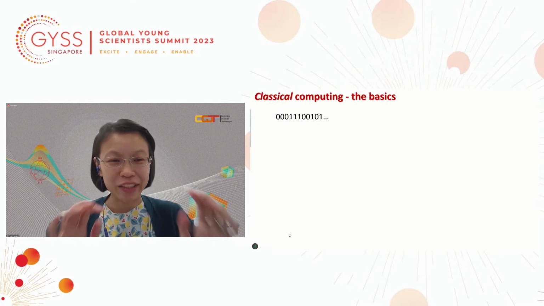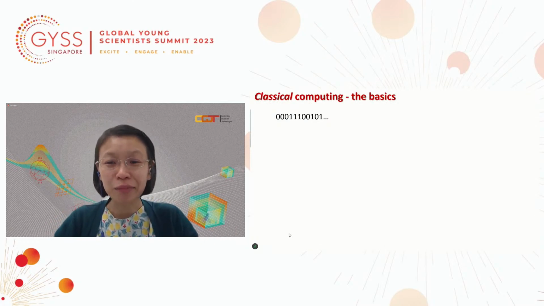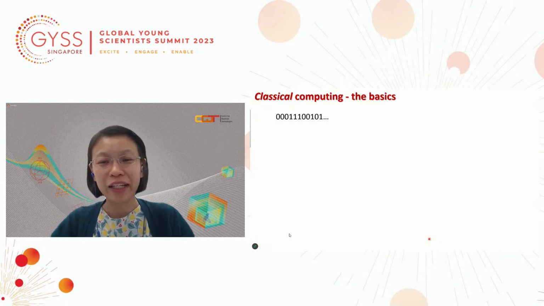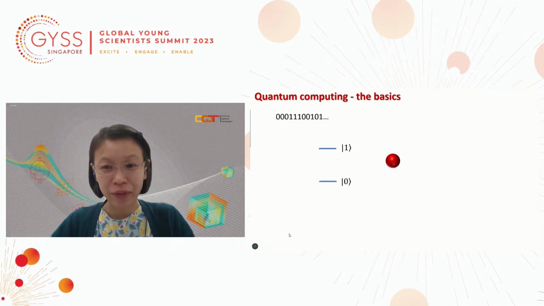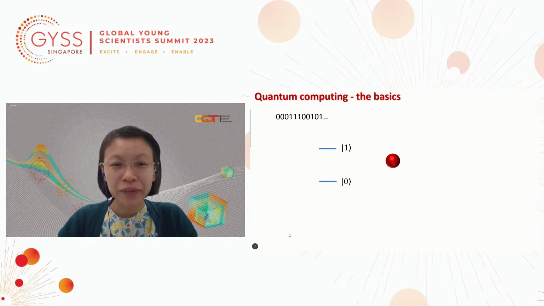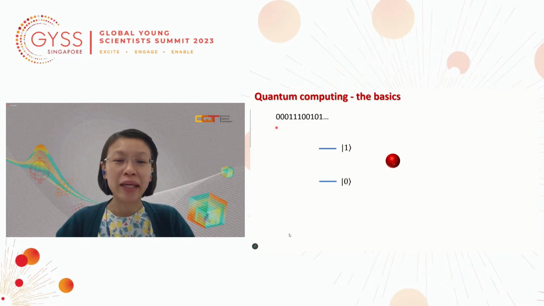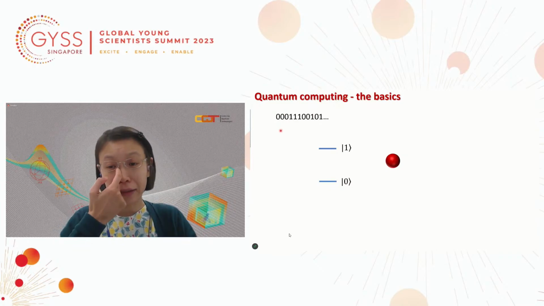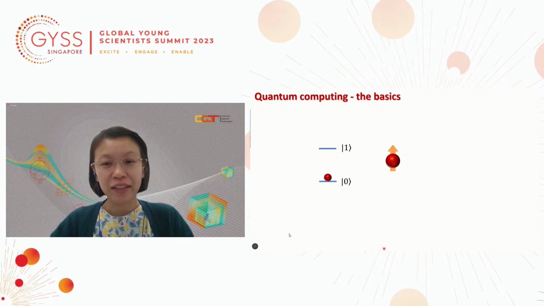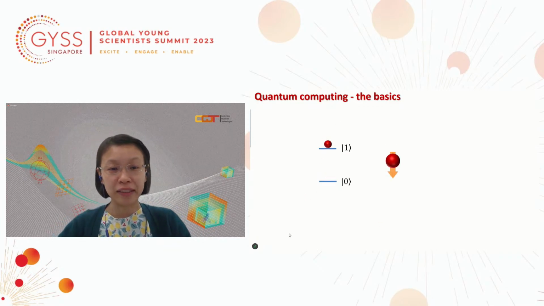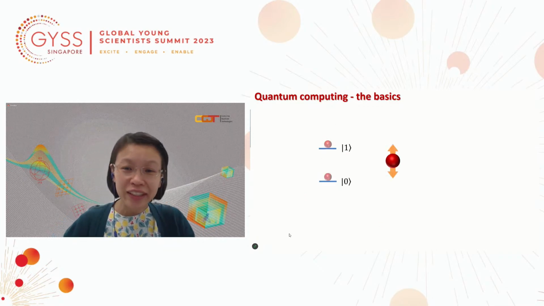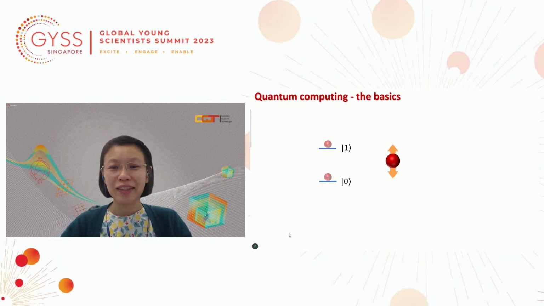So let's go to the very basics. In classical computing, we encode data using bits of zeros and ones. Now, in quantum computing, we also use strings of bits, but each of these bits can behave like a quantum bit, or what we call a qubit. Right? So a qubit can be in state 0, or it can be in state 1, or it can be in both at the same time.